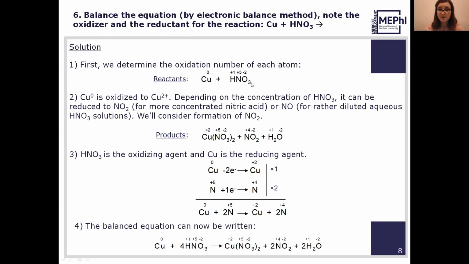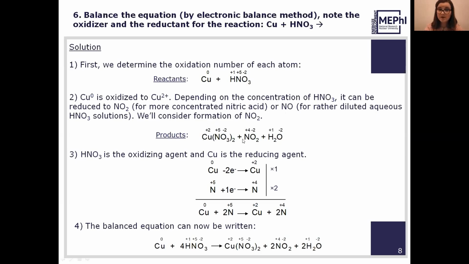So we can see that copper will increase its oxidation number, being a metallic element, and nitrogen has the highest oxidation possible for nitrogen, and it will decrease its oxidation number in this reaction. Depending on the concentration of the nitric acid, it can be reduced to nitrogen dioxide or to nitrogen monoxide, but this only happens when diluted aqueous solution of HNO3 is applied. As this is quite rare, we will just consider the formation of nitrogen dioxide in this case.